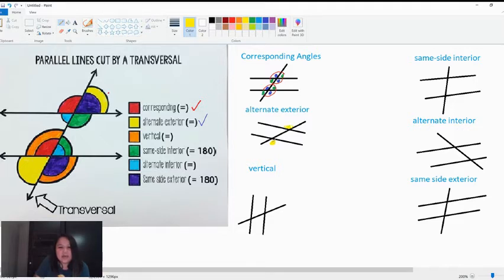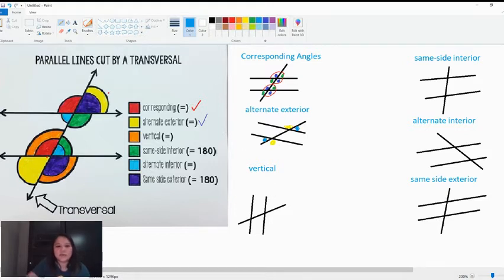Alternating exterior are also considered congruent, just like corresponding angles are congruent, meaning that they are equal. Okay, so let's go ahead and find another set. So with alternate exterior angles, there's another set that you would call alternate exterior. So here is another angle, and that is alternating exterior to this angle right here, meaning it's on alternating sides of the transversal. That's your transversal, and it's on the exterior of the two parallel lines.